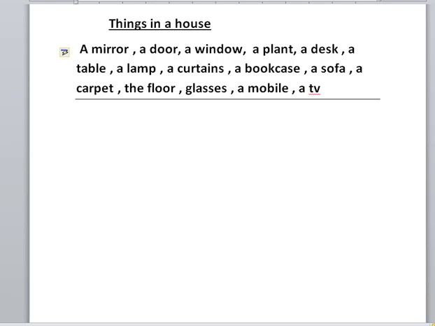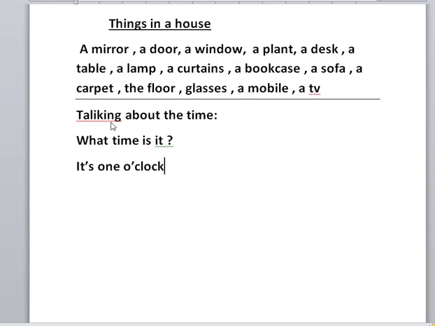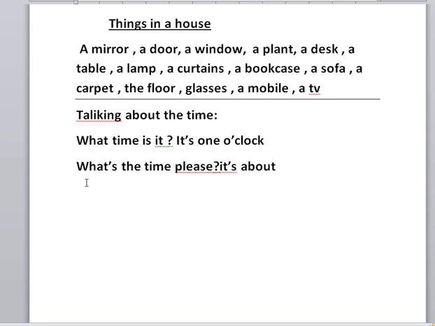Okay. Now we talk about talking about the time. For example, what time is it? I say it is 1 o'clock. And what is the time, please? It's about 7:30. Or you can say it's about 2 o'clock.